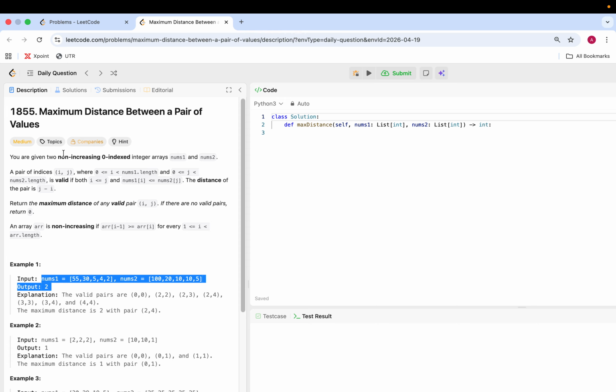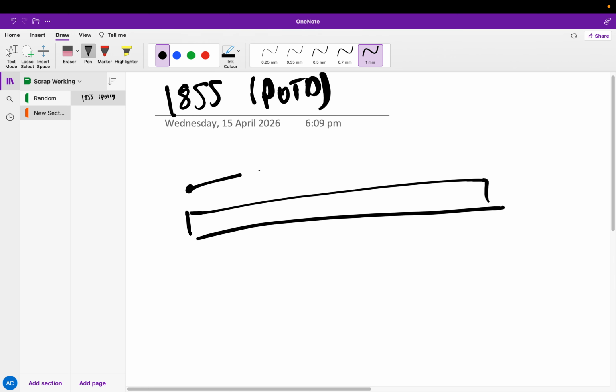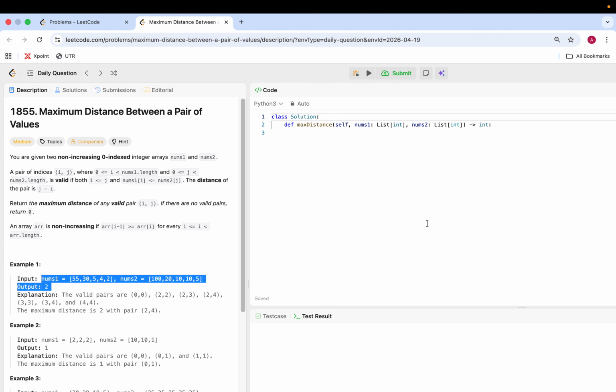Okay, so non-increasing means if I have a particular array and I read it from left to right, I expect the numbers to decrease, stay the same, or decrease. And just something to note, if I read it from right to left, I expect the numbers to increase or stay the same. That's something that I always sort of draw out.